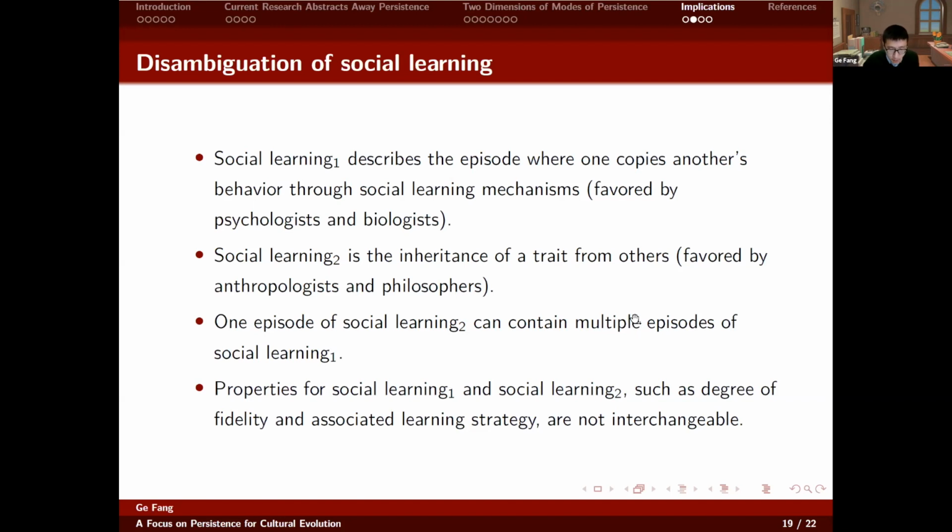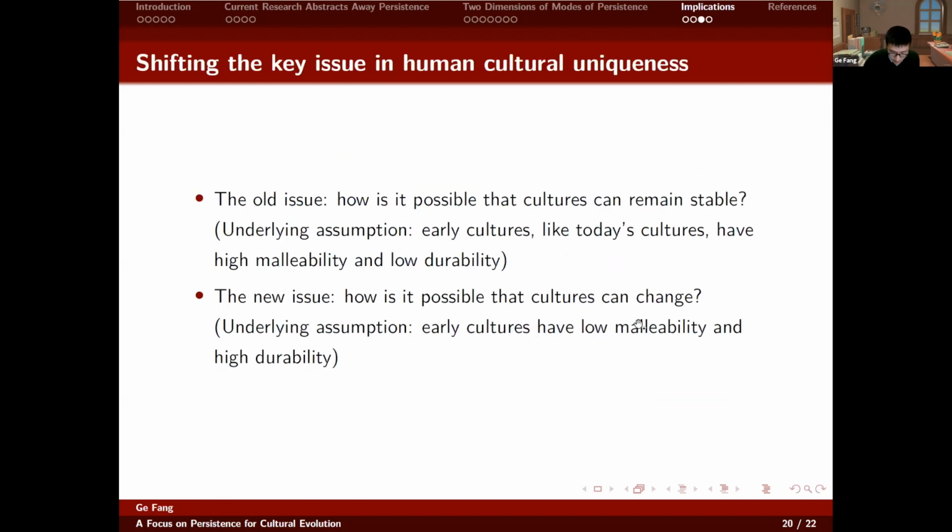Finally, I think an awareness of varying modes of persistence can shift our focus from explaining the possibility of cultural stability to explaining the possibility of cultural change. The reason why we have been so obsessed with explaining cultural stability is because we implicitly assume that early cultures, like today's cultures, have high malleability and low durability. With this assumption, stability of culture is our first achievement in evolutionary history.